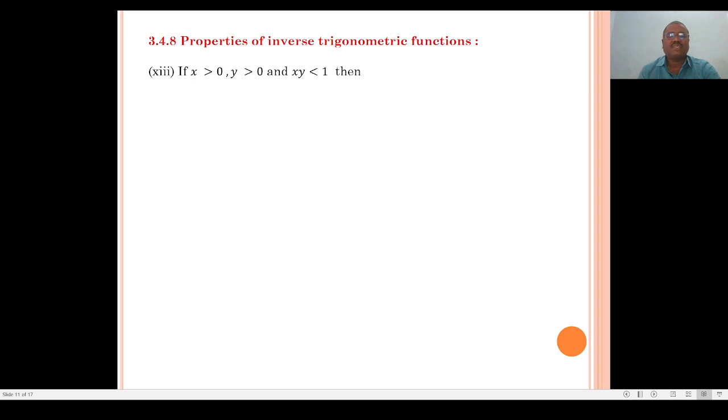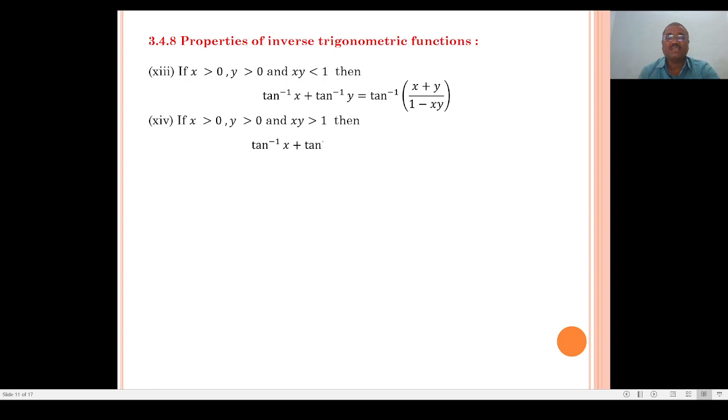If x greater than 0, y greater than 0 and the product xy is less than 1, both values greater than 0 and the product less than 1, then tan inverse x plus tan inverse y equals tan inverse of (x plus y) upon (1 minus xy). If x greater than 0, y greater than 0 and xy is greater than 1, then tan inverse x plus tan inverse y equals pi plus tan inverse of (x plus y) upon (1 minus xy).